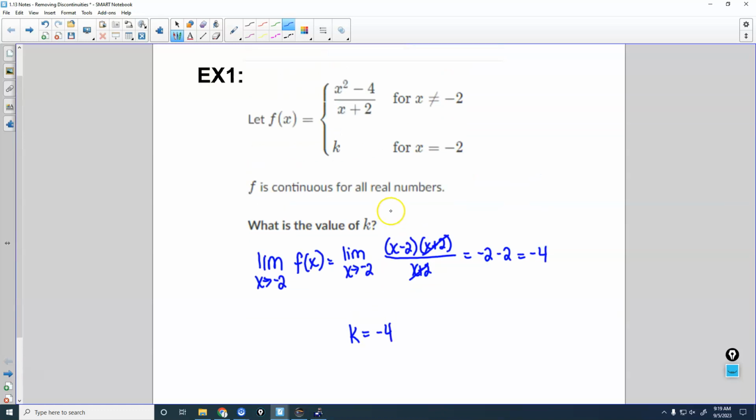So this function, f of x, would be continuous because you have that hole, but it's being filled in by that point. So once we turn that k into a -4, it fills in the hole, so the function would be considered continuous. Now, if we were to talk about just x squared minus 4 over x plus 2, that has a hole in it, but the function altogether does not because it's been filled.